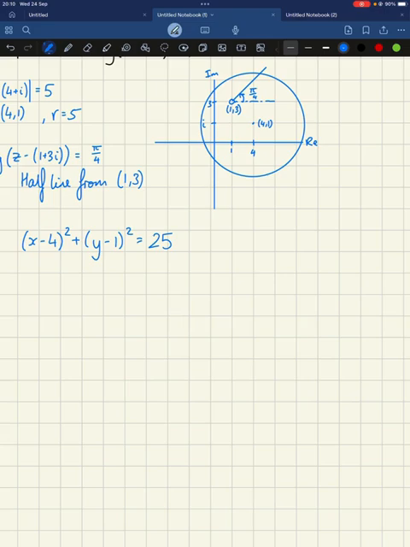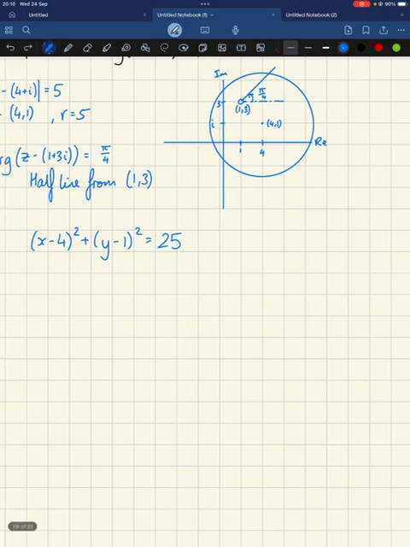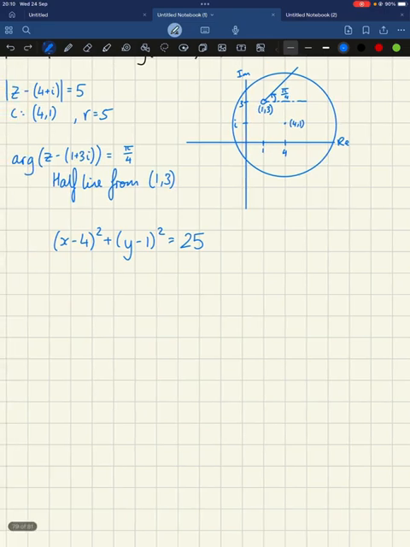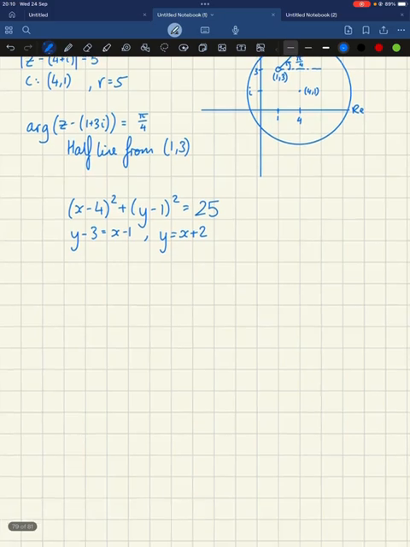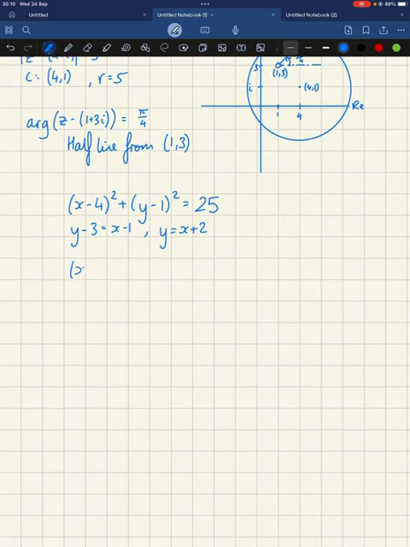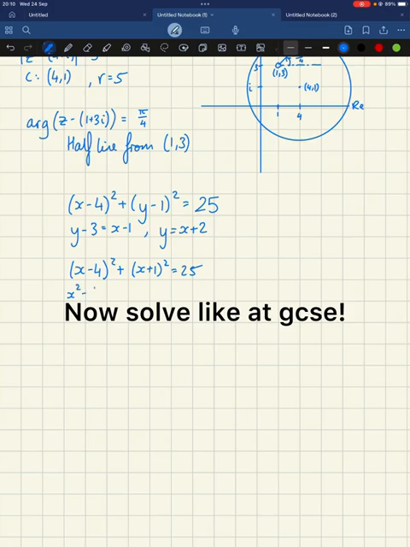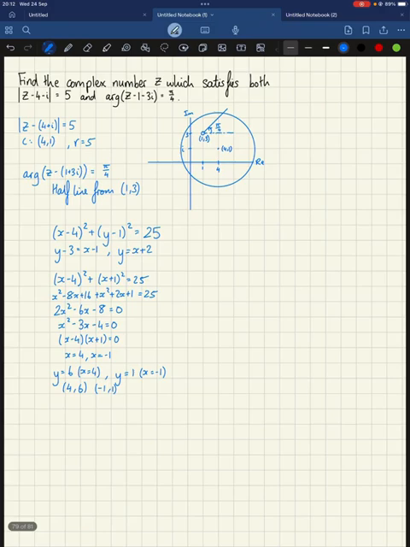So we have the point it passes through, 1, 3, so what we can say is the line is y minus y1, so y minus 3 is equal to m, which is 1, times x minus x1, which is x minus 1. So we get y is equal to x plus 2. Now this is just simultaneous equations. So x minus 4 squared plus y, which is x plus 2, so we'll get x plus 2 minus 1, which is x plus 1, so x plus 1 squared equals 25. Expand out, x squared minus 8x.